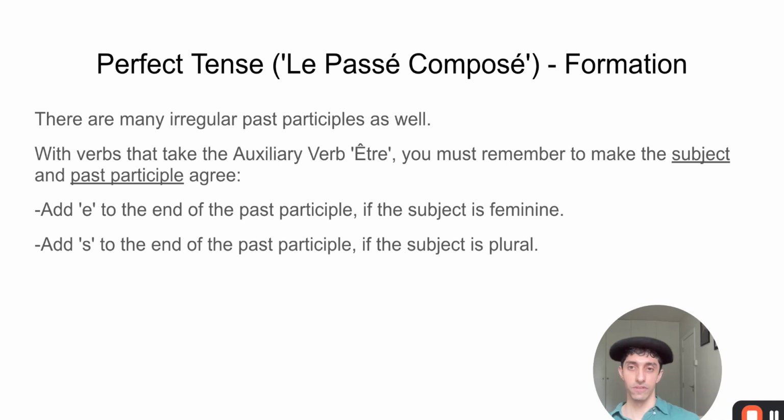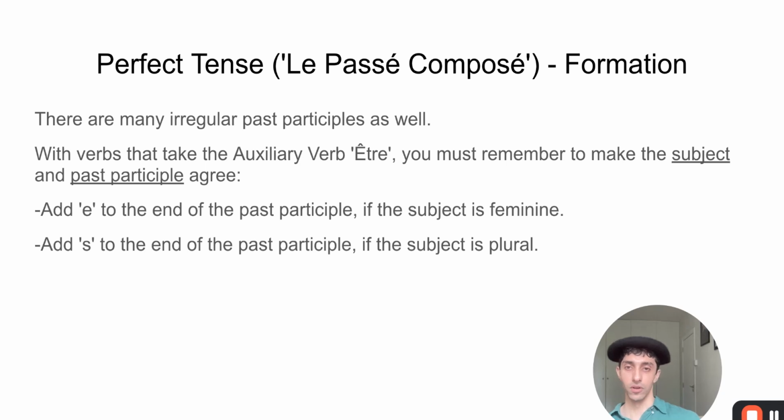Every verb will take either avoir or être as an auxiliary. That simply depends on the main verb that you're putting into the perfect tense. And you simply have to memorize which verbs take avoir in the perfect tense and which ones take être. There are some techniques to do that too.